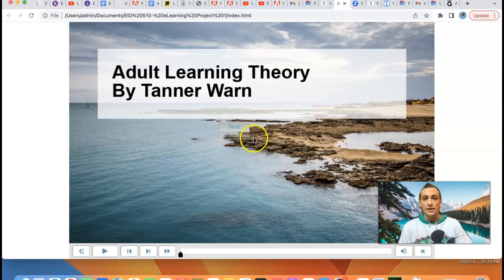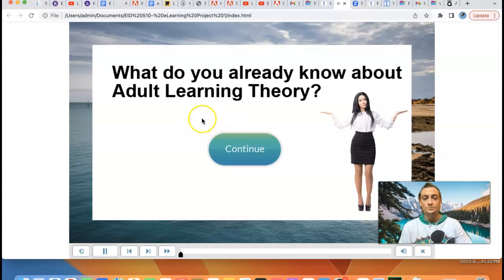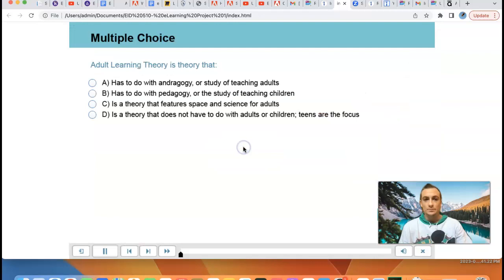Adult Learning Theory by Tanner Warren. What do you already know about adult learning theory? So here's a knowledge check for you guys.